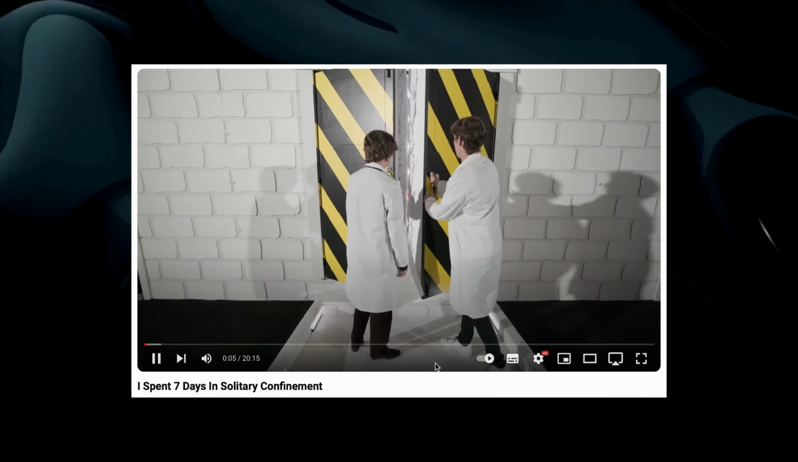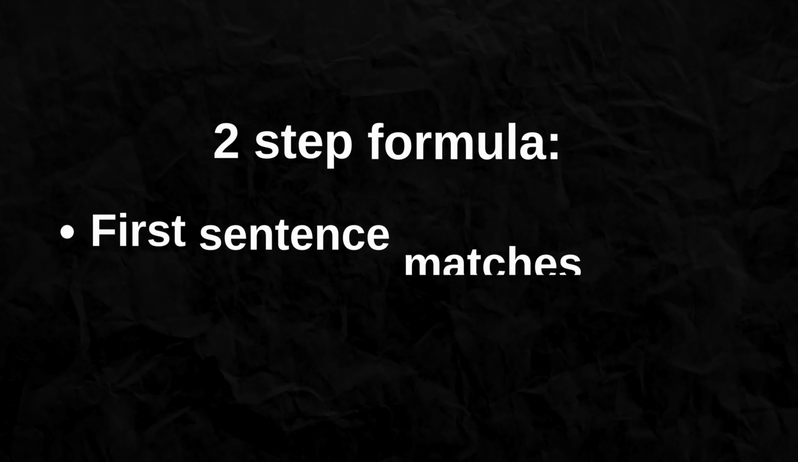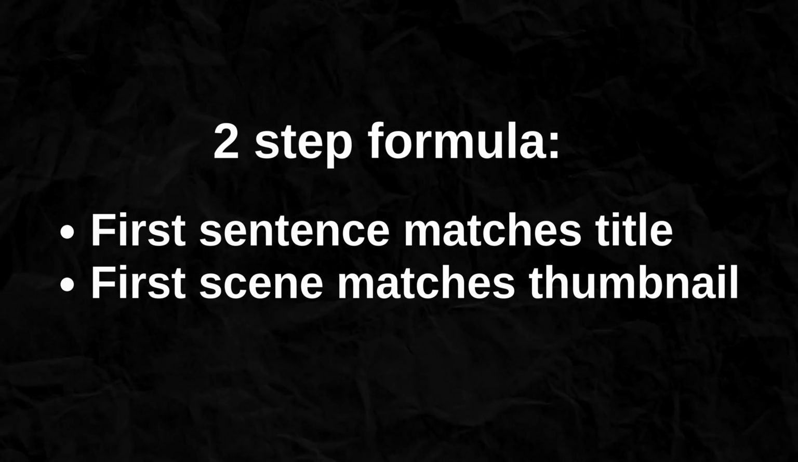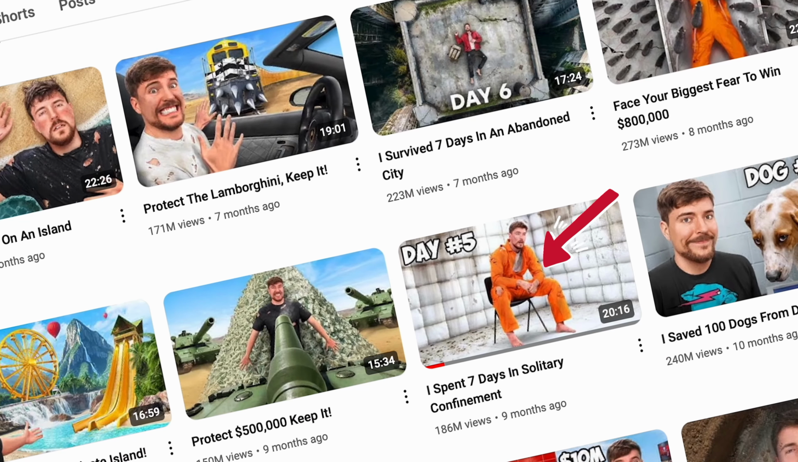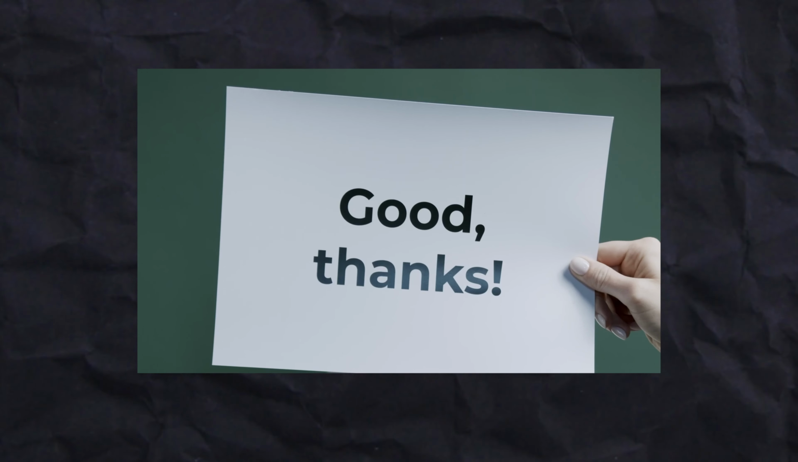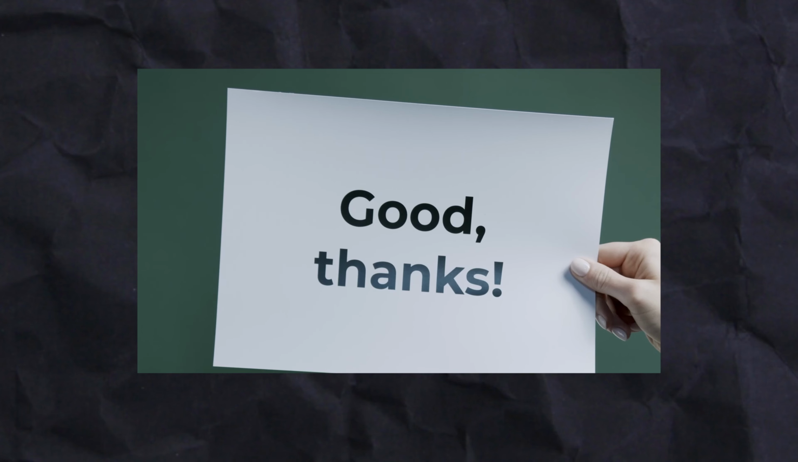Well, his 2-step formula is his first sentence matches the title and his first shot matches the thumbnail. So essentially, the first 5 seconds of his videos are an exact continuation of his titles and thumbnails, which he basically uses to reward the viewer for clicking on his video. Because once they click on his video and see the first 5 seconds, they're subconsciously thinking, yes, this video is actually going to be quite good.